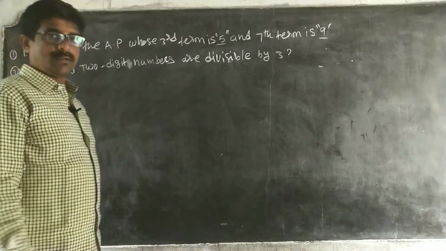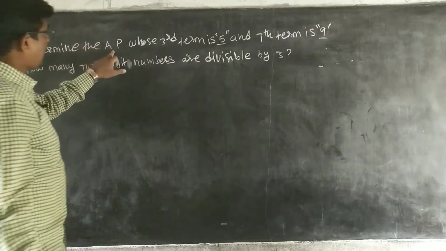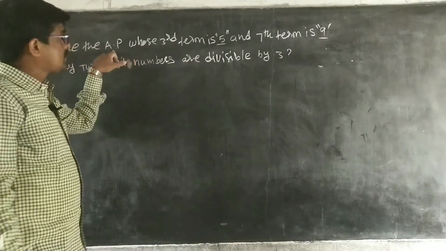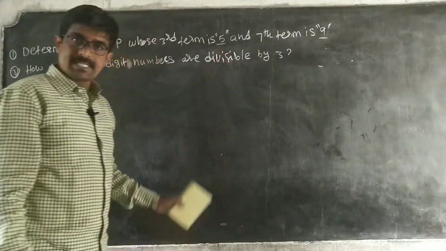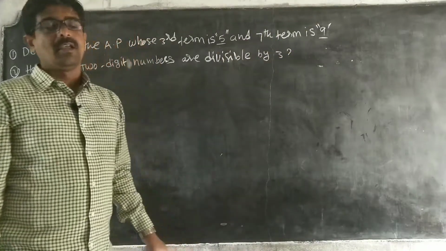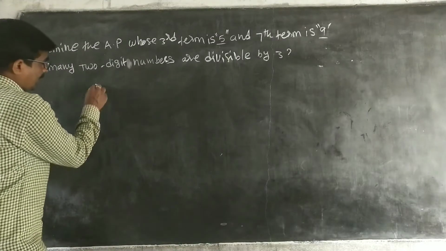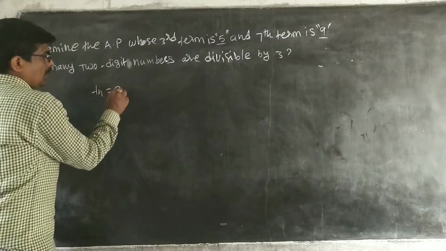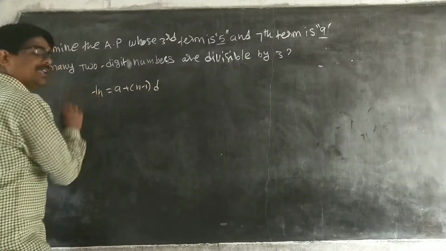Next, again some problems on AP. First, determine the AP, that's arithmetic progressions, whose third term is 5 and seventh term is 9. In general we have the term formula. What is that? Tn is equal to a plus (n minus 1) into d. It is the nth term.